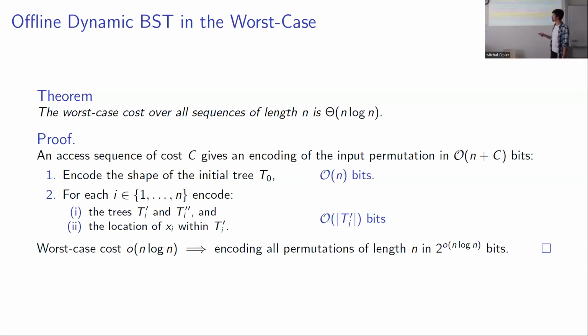And so if you could achieve cost that is better than n log n, then it means that you could encode all permutations of length n in less than n log n bits. And that's not possible because the number of permutations, n factorial, is more than this. So in the worst case, you can't do anything better than n log n, meaning log n amortized per one of these accesses. And you have splay trees, you have all these online strategies that work well to provide you an upper bound for this. The worst case is perhaps not that interesting.